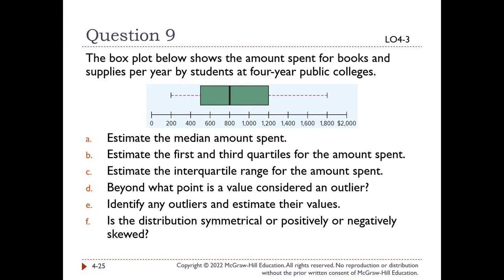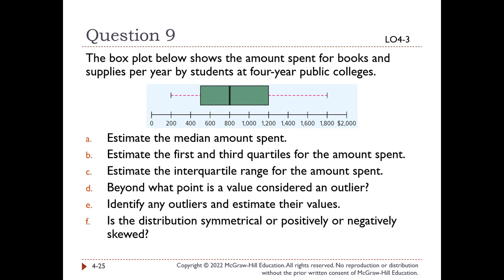Okay. Beyond what point is a value considered an outlier? So it's going to be considered an outlier if it's basically less than 200 or more than 1800, more than our max, more than our least number. Okay. Identify any outliers. We do not see any stars, so there are no outliers.